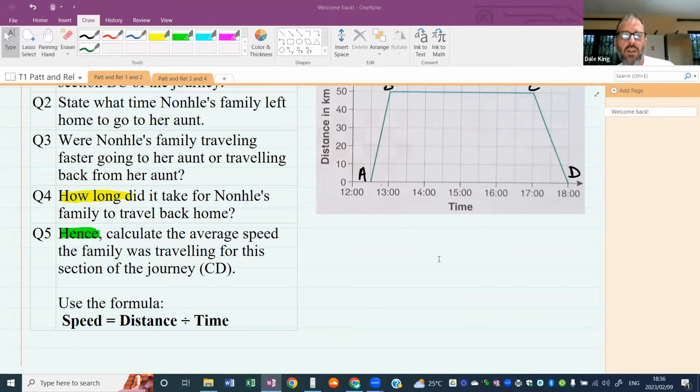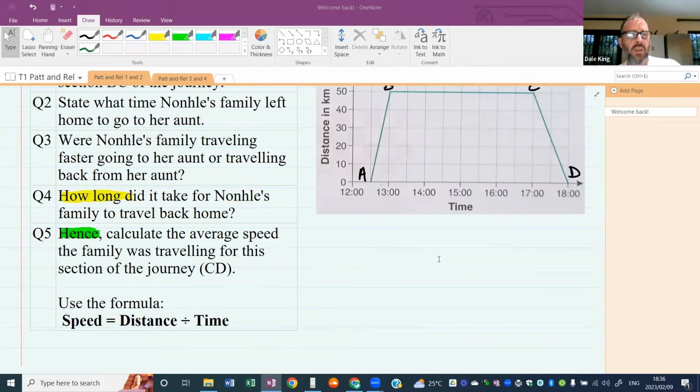So it's saying, how long did it take for Northlear's family to travel back home? And I saw someone already put an answer there, 1 hour. From 5 o'clock to 6 o'clock is 1 hour. And then it says, hence or therefore, which means now that you've done this and got an answer for question 4, you need to use that answer in question 5. So that word hence means now that you've got an answer in the previous question, bring it into this question over here. It means, well done, you've got an answer there. That relates to this question now. Bring it into this question.